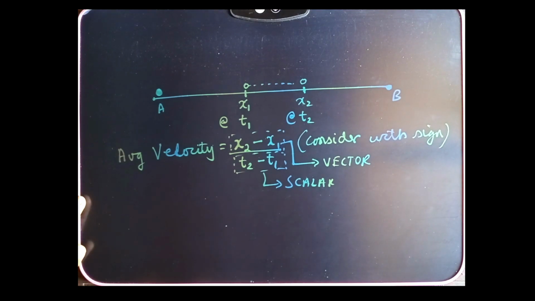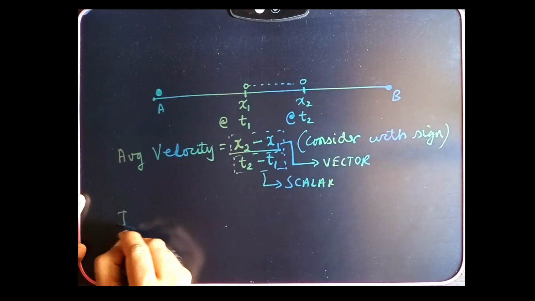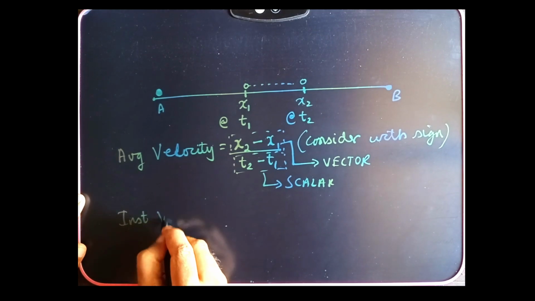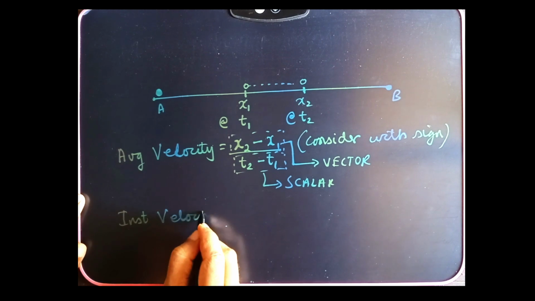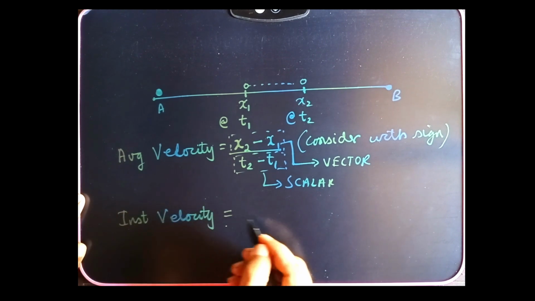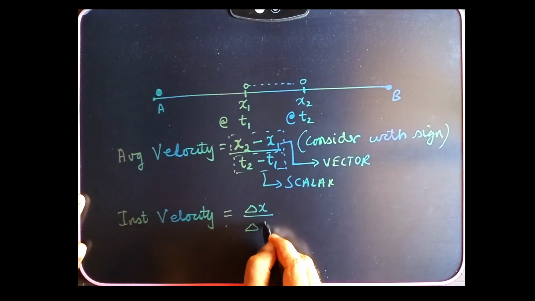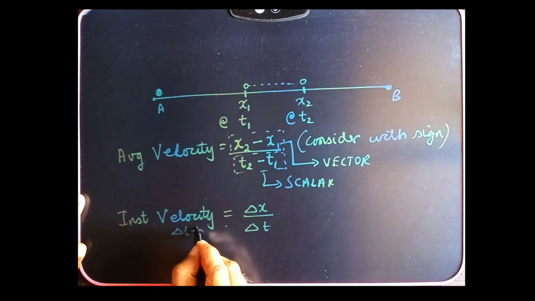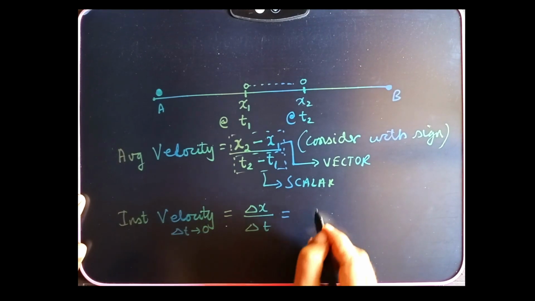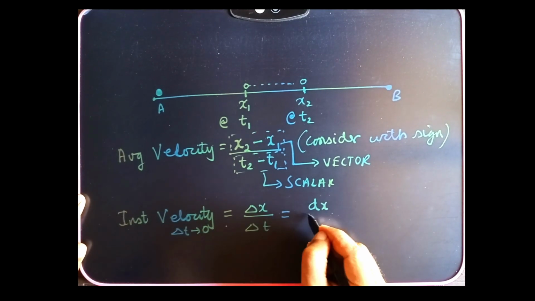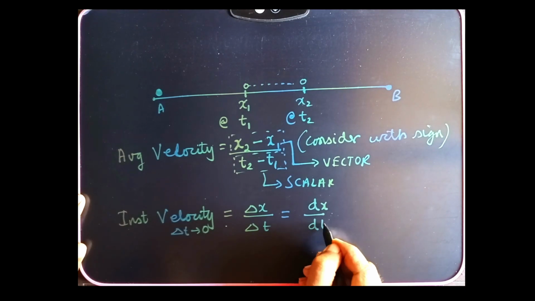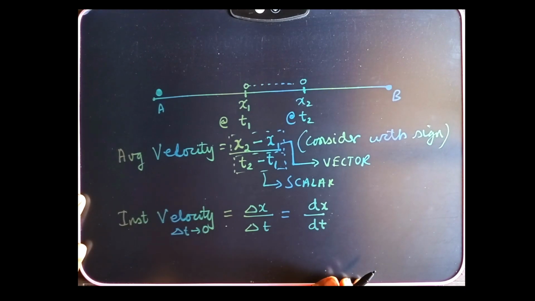So now let us see what is instantaneous velocity. Instantaneous velocity is the change in displacement by change in time when, in the limit, delta t tends to 0. This is also written as small change in displacement divided by the small change in time.